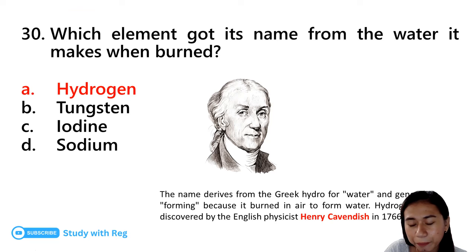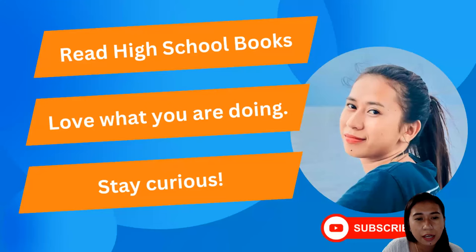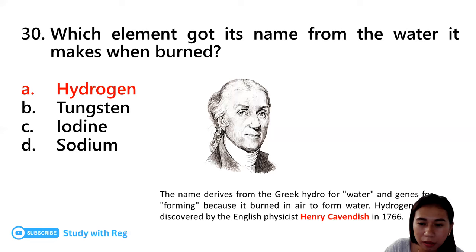Question, what's the most abundant gas in the atmosphere? That's nitrogen. How about in the human body? What's the most abundant element in the human body? That's oxygen. Okay, we're done. By the way, teka lang. Ibabalik ko lang muna. Tungsten, this is W. Iodine is, what's its symbol? Is I. And sodium, is, of course, Na.